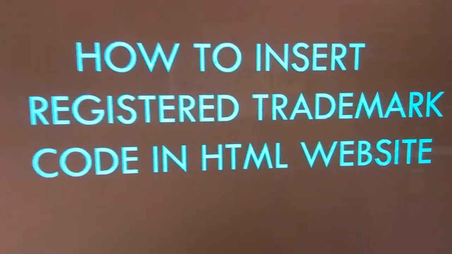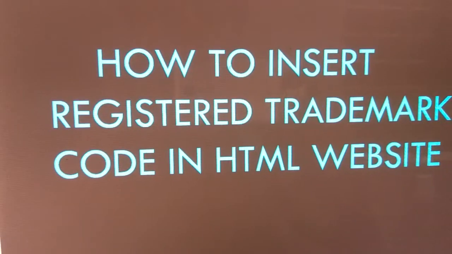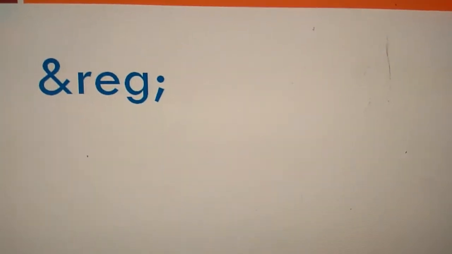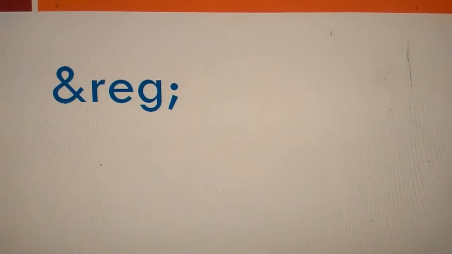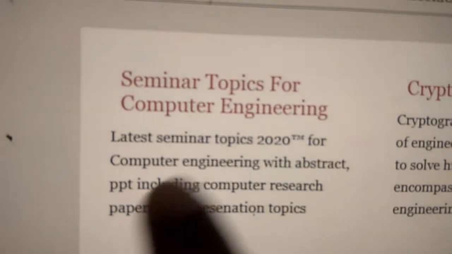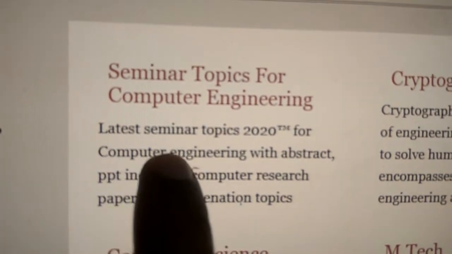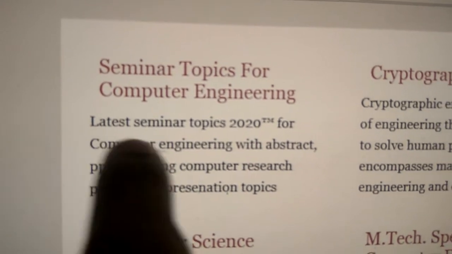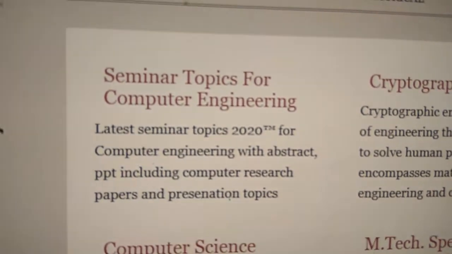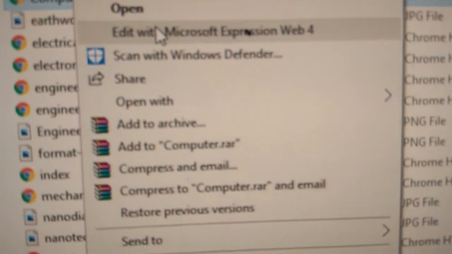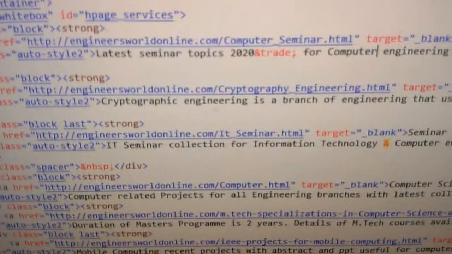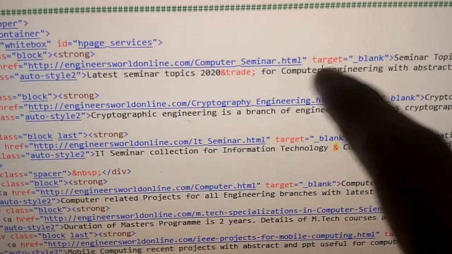Now I will show you how to insert registered trademark code in HTML website. So you must use this code on the place where you want to paste in the website. For example, I will show you how to paste this registered trademark for this word after computer. Going to paste after this computer. So once again, open edit with the Microsoft Expression Web 4. Now I want to paste after this computer.